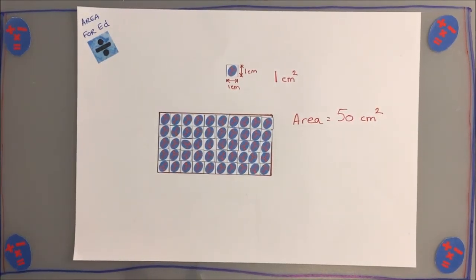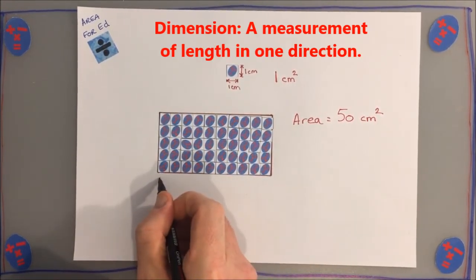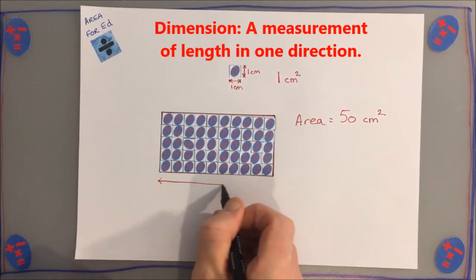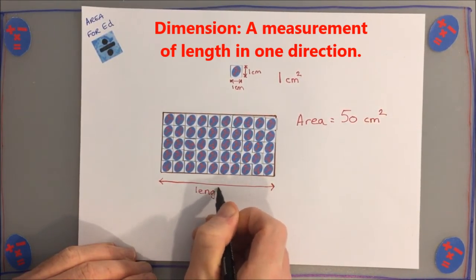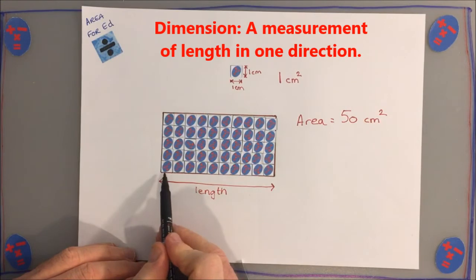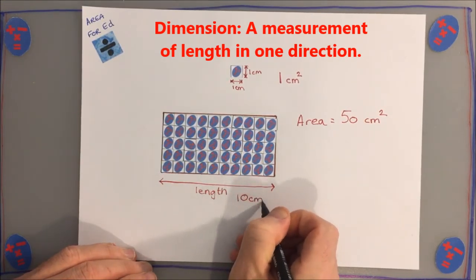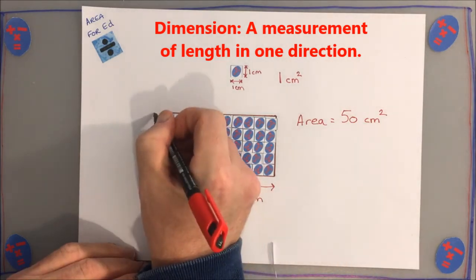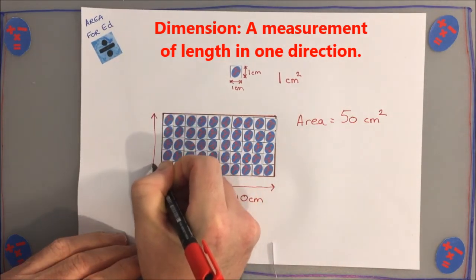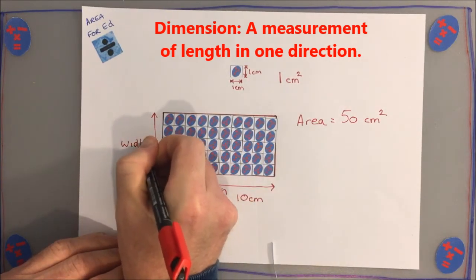Actually, it could be a lot easier. If we look at the dimensions of this shape, we can see that this long edge here, which I will call the length, from our stickers is 1, 2, 3, 4, 5, 6, 7, 8, 9, 10 centimeters. And we can also see the other dimension. Remember, we need two dimensions. So our other dimension I will call the width.